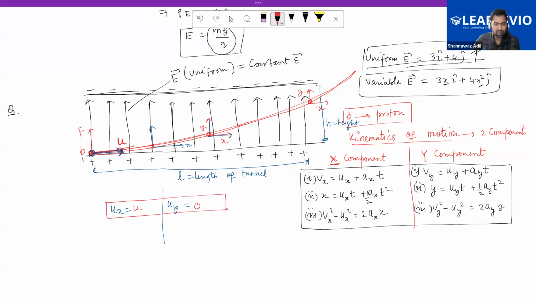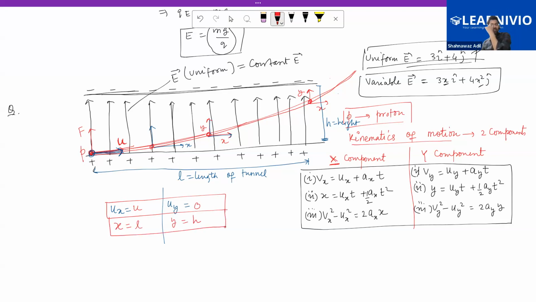Okay, so this is done. And what is the x distance? X distance is L and y distance is h. So these are the other things that we have.